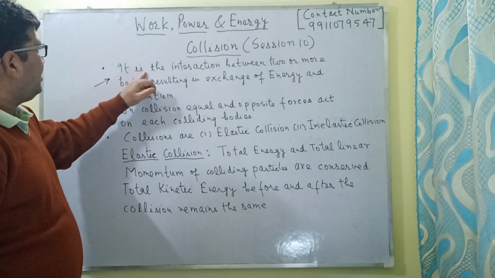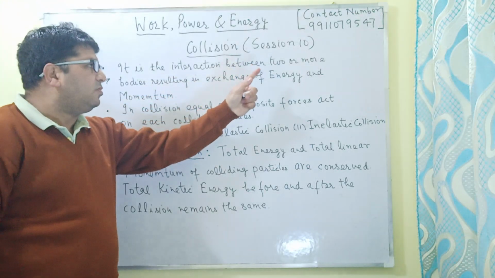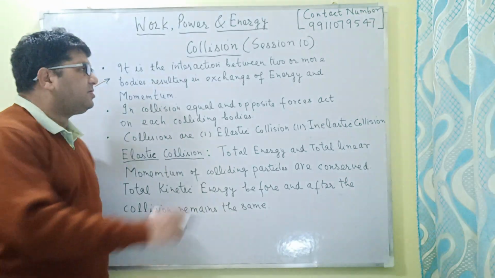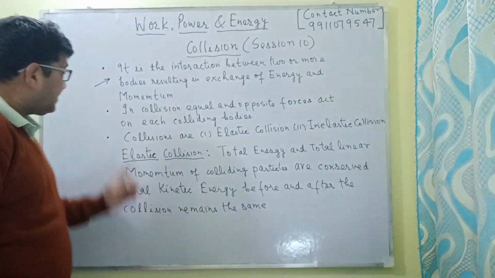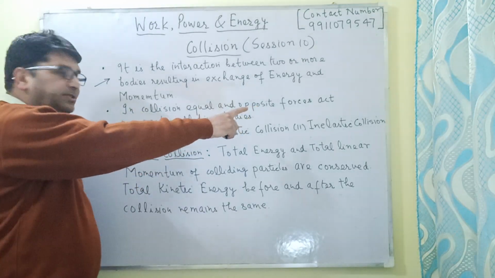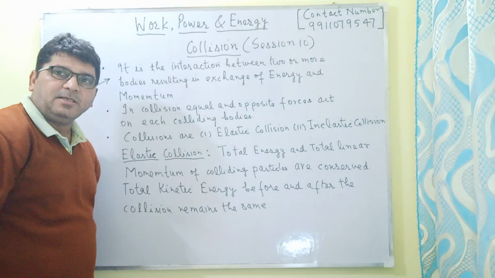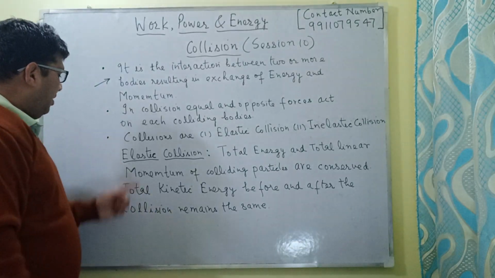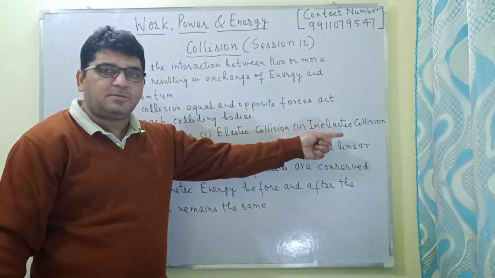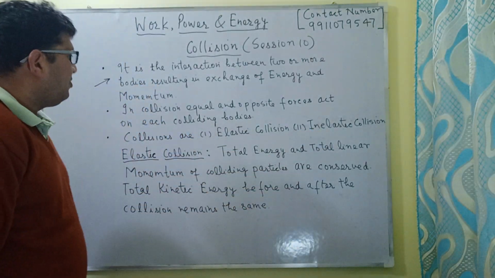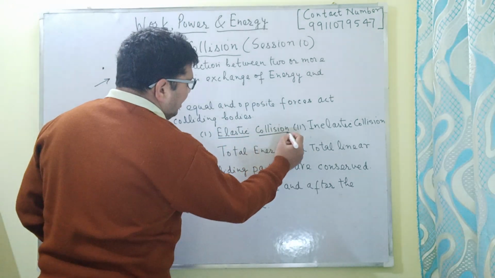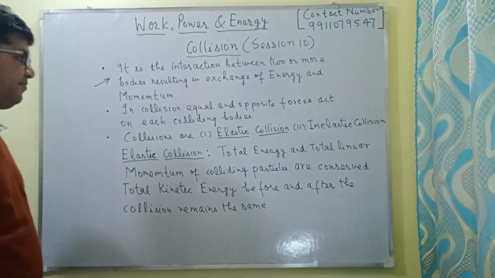The first definition is that collision is the interaction between two or more bodies which results in an exchange of energy and momentum. Second important point, in collision, equal and opposite forces act on each colliding body. Now collisions are basically of two types: the elastic collision and the inelastic collision. In this session, I will be discussing the elastic collision, and in the next session, I will be discussing the inelastic collision.